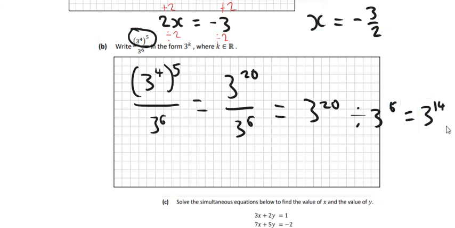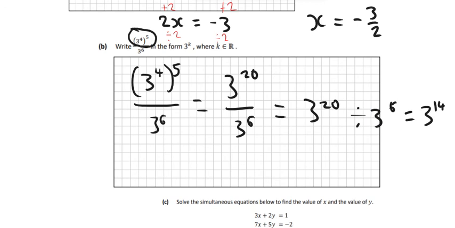So the rules of indices are: when you've got the same base, different powers, when they're being multiplied, then you add them. When they're being divided, like here in the last part, you subtract. And when you've got a power raised to another power, like the first thing we did, you multiply.